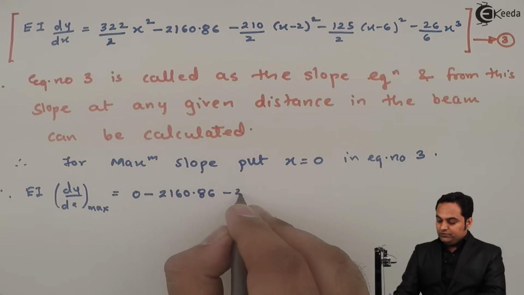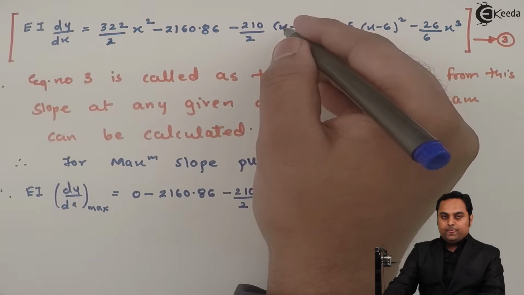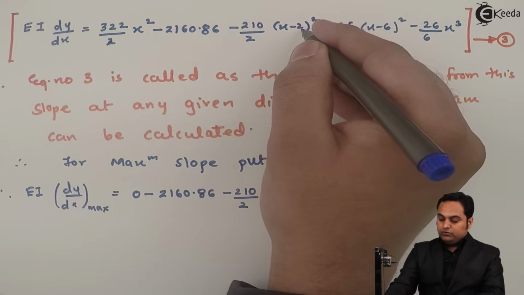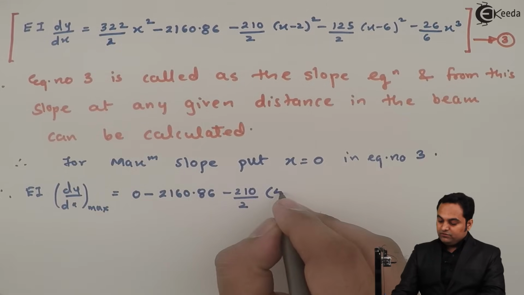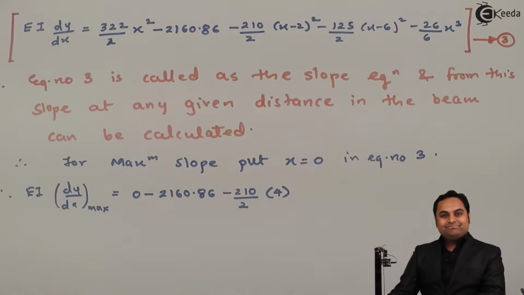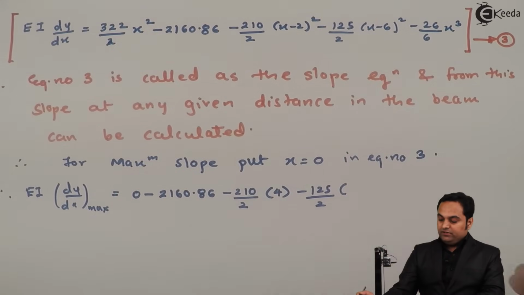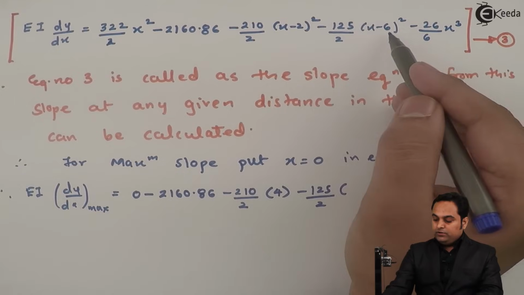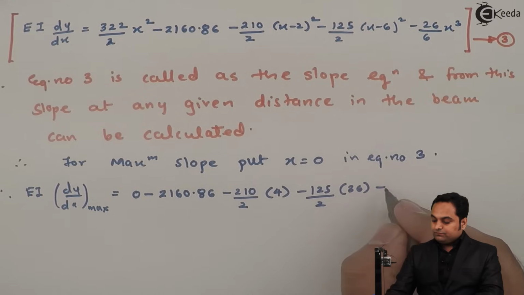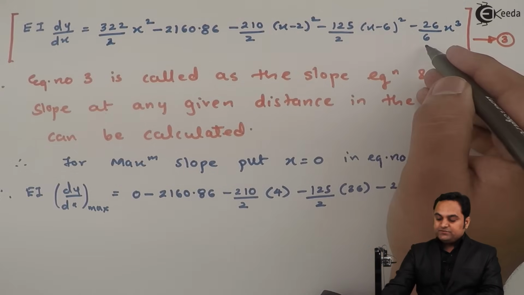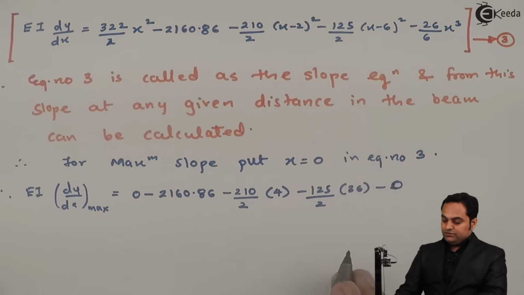Here we have minus 210 by 2. Here if I put 0, this term is minus 2, so minus 2 square, that becomes 4. Then minus 125 by 2. Here, if we put this 0, minus 6 square, that becomes 36. Then minus 26 by 6, x cube, x is 0, so the last term also becomes 0.